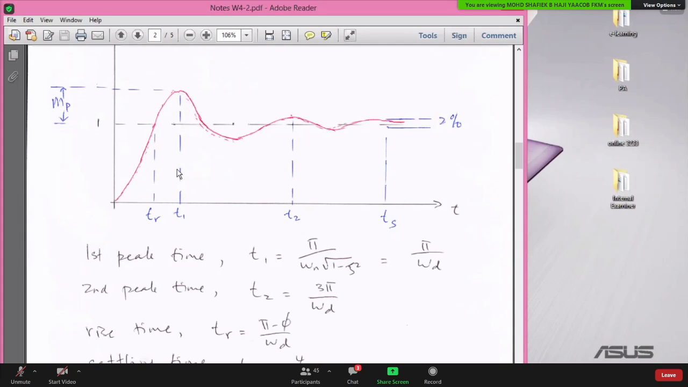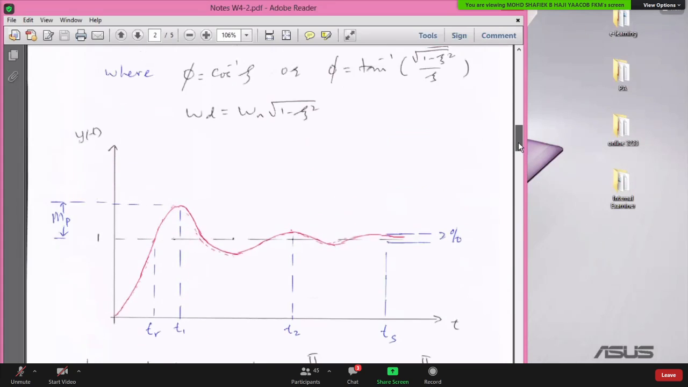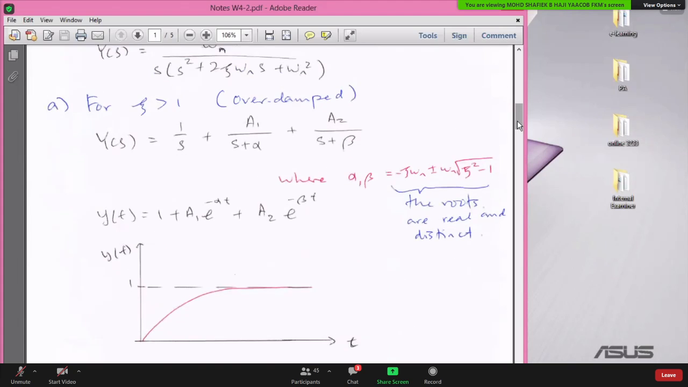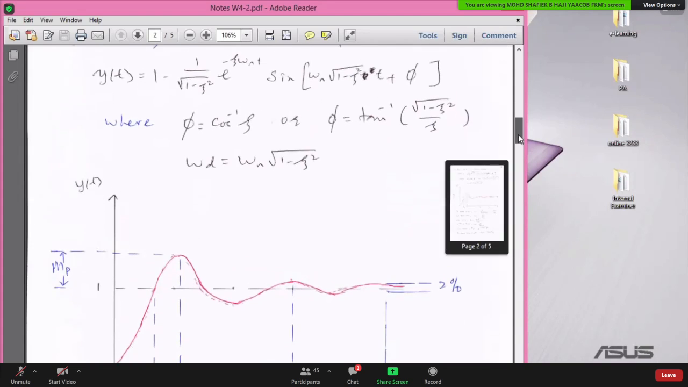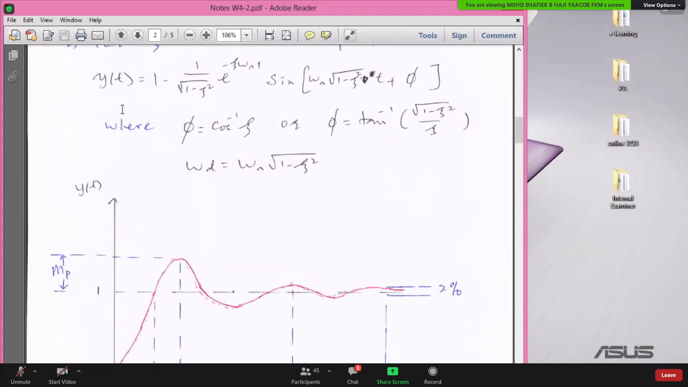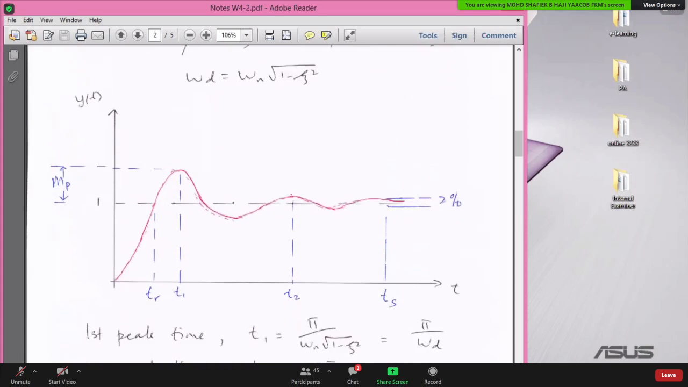Sometimes the system is slow reaching the settling time, but there's no overshoot. There must always be a compromise. So from this equation y of t, you can compute every single quantity that I have discussed.